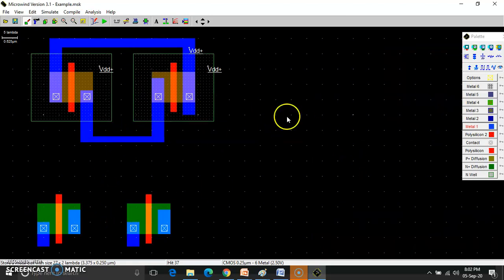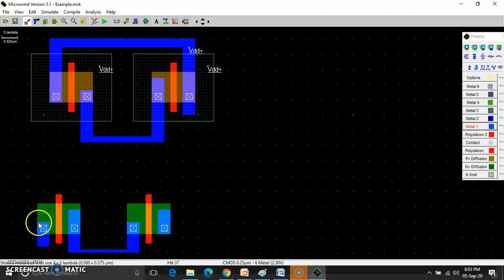So how to connect in series? Suppose this is source gate drain, and this is source gate drain. Likewise I need to connect these two with each other. So I am taking metal and connecting these two with each other. So how to connect? I am stretching this. You can connect in your own way. So I am connecting in this way. Okay, so I have stretched this and metal 1 is used for that.